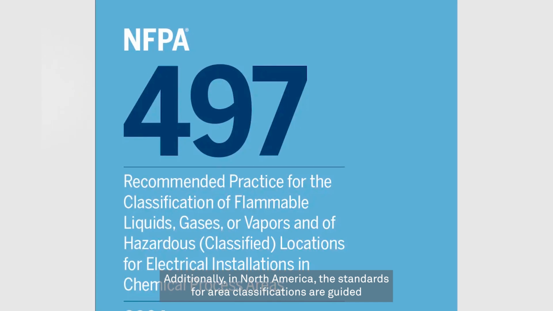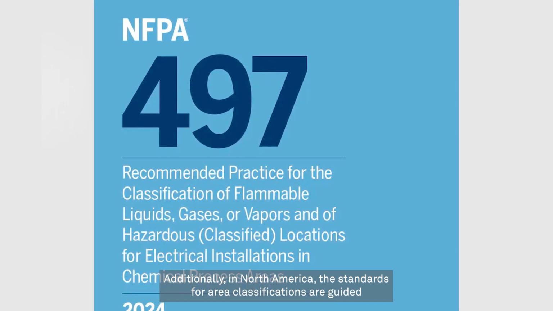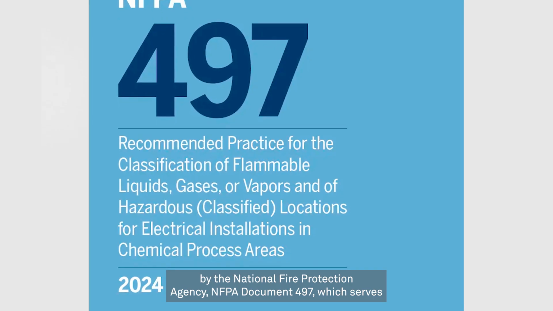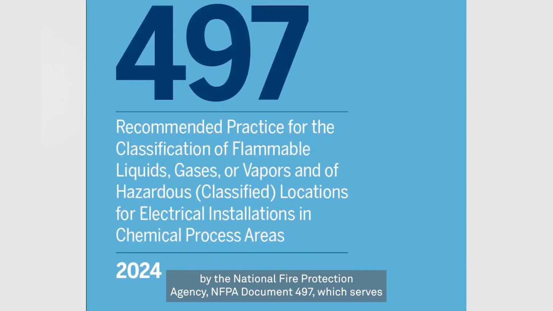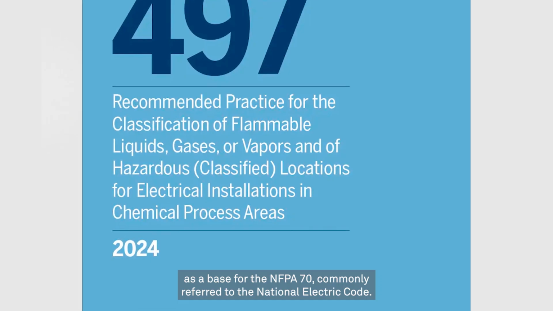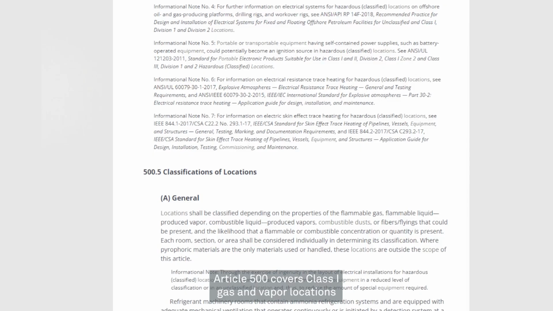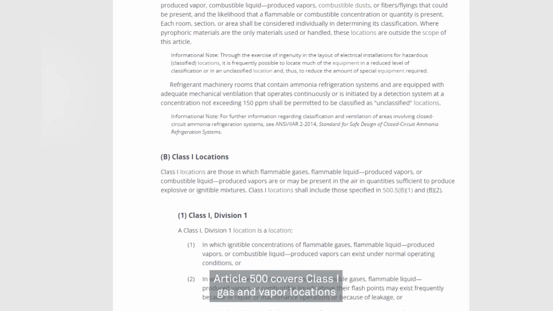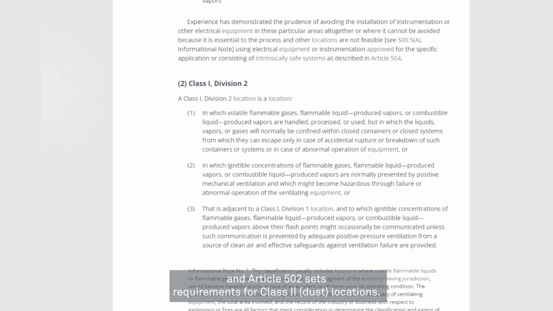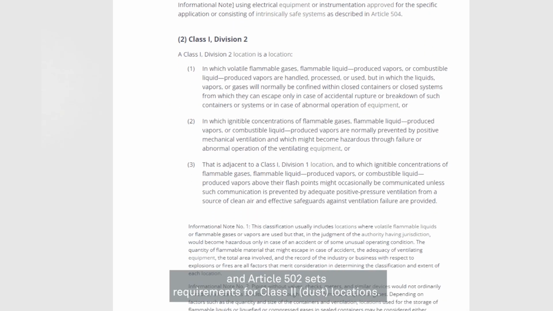Additionally, in North America, the standards for area classifications are guided by the National Fire Protection Association NFPA document 497, which serves as a base for the NFPA 70, commonly referred to as the National Electric Code. Article 500 covers Class 1 gas and vapor locations, and Article 502 sets requirements for Class 2 dust locations.